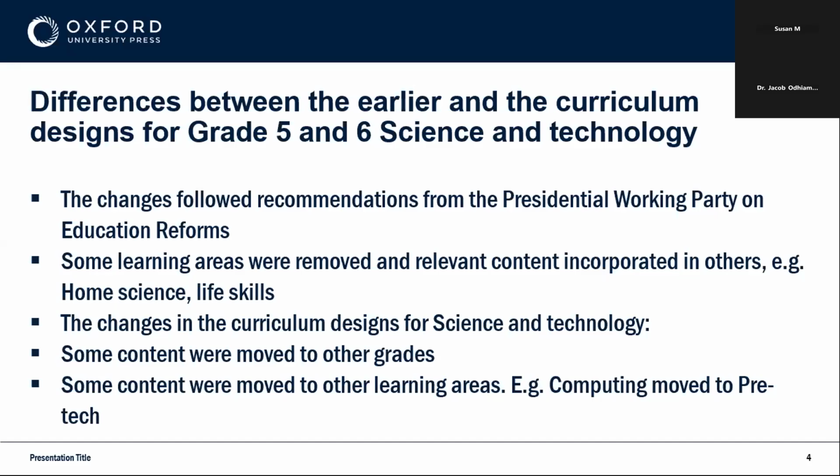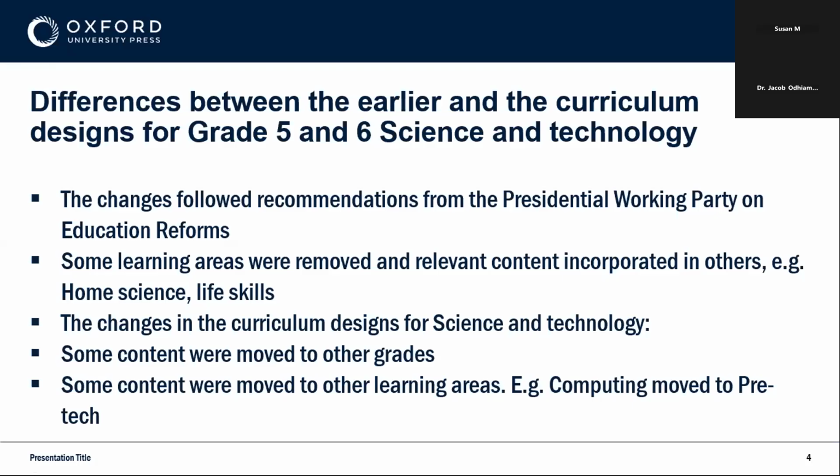Now, when you come to the particular curriculum designs, they were revised to accommodate the content areas from other subjects, and also to take care of anything which was not clear in the curriculum designs. And in that curriculum reforms called the review, some learning areas were removed. Like now in upper primary, we don't have science, even life skills we don't have. They were taken to other learning areas.